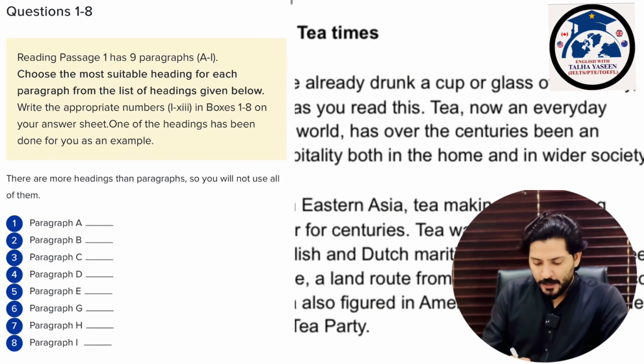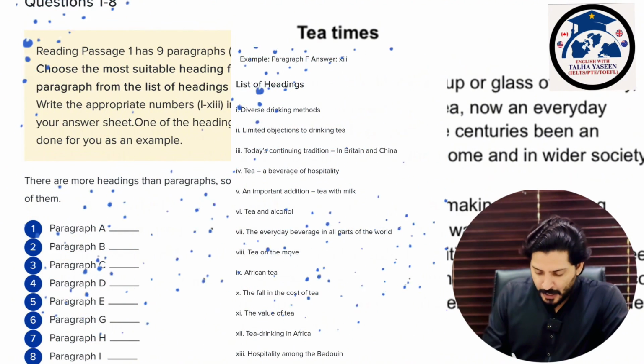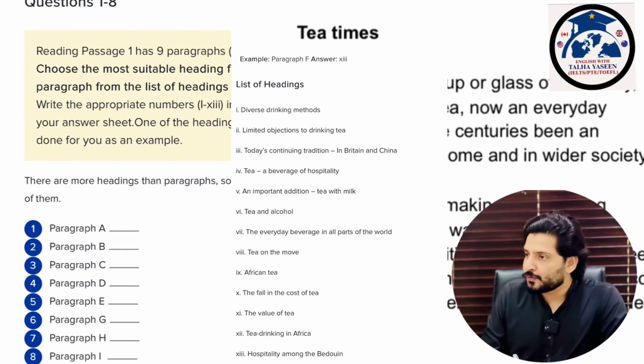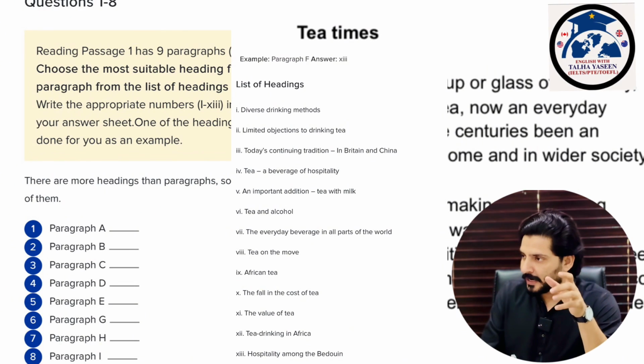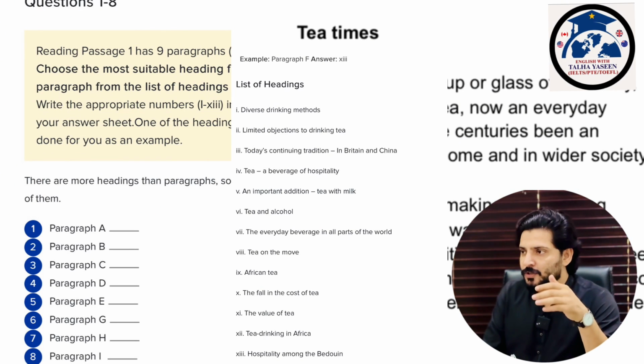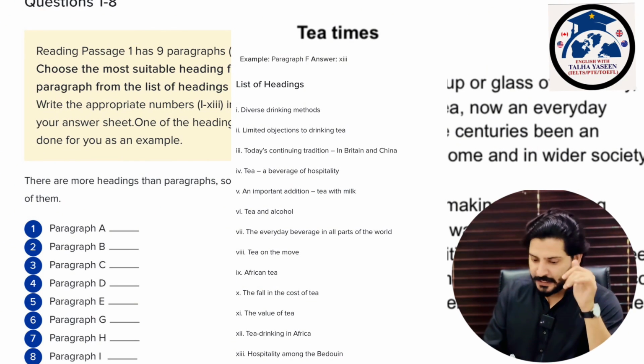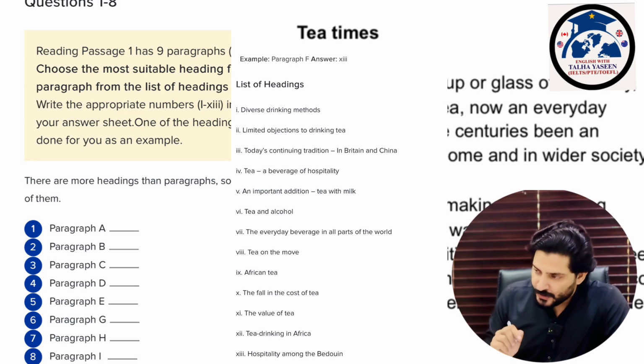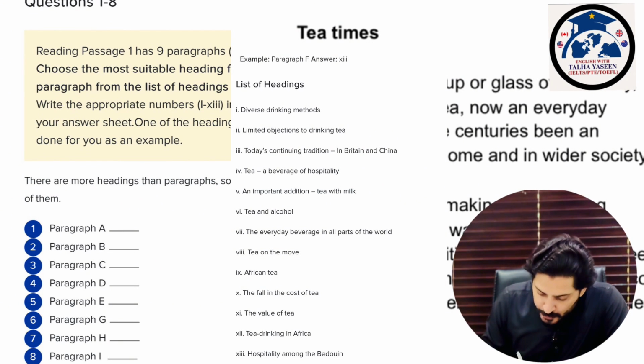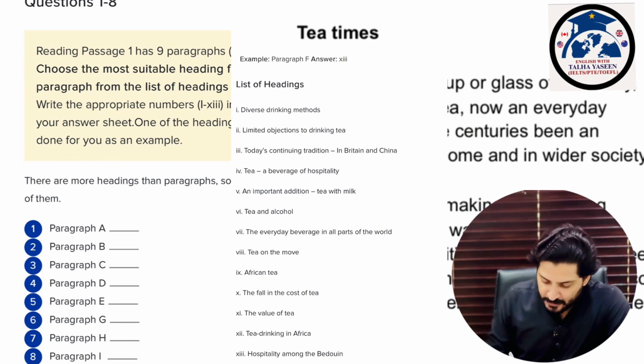First of all, you have to mark keywords in the list of headings and keep them in your mind. While reading the passage, those words will click in your mind. For example, let's read the first heading: diverse drinking methods. Underline diverse drinking methods. You have to keep this in mind.